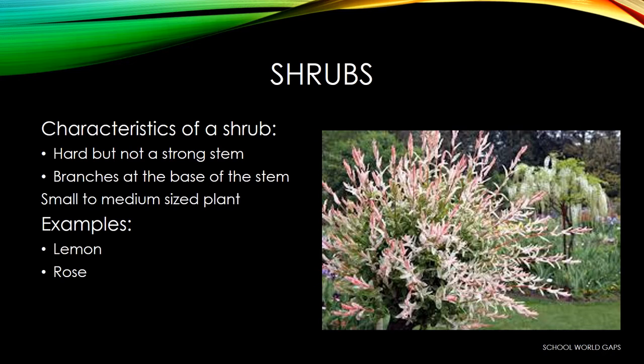Branches appear at the base of the stem, and it is not a very large or very tall plant. They are around your height, or they can be a little more than your height. Examples are lemon and rose. Everybody has seen these plants, right? Of course. So lemon and rose are very common examples. You might have seen one, so you might be able to think what shrubs look like.